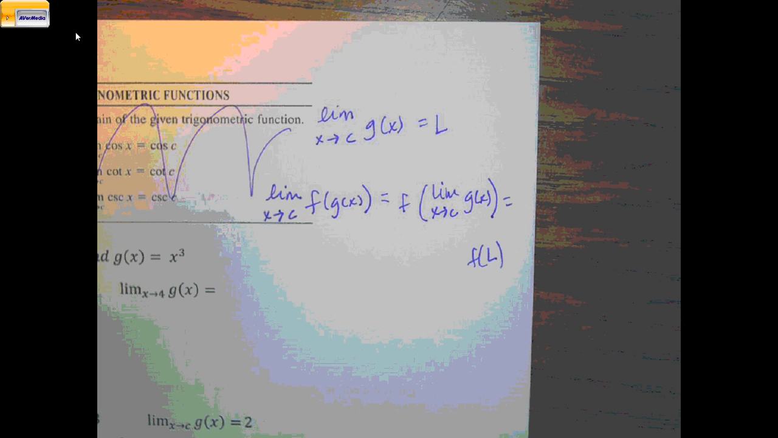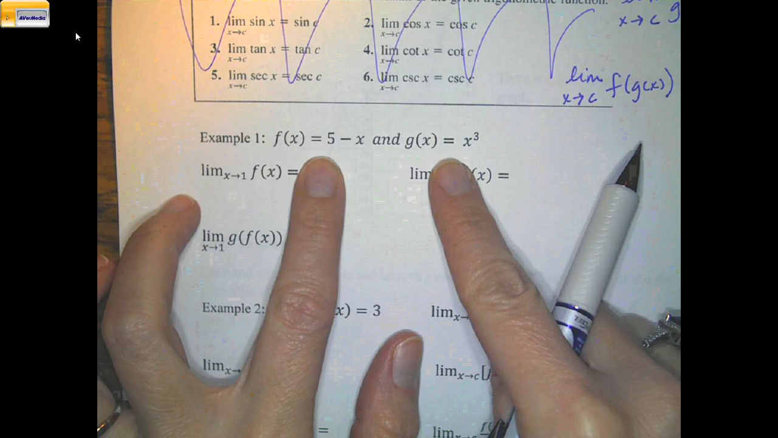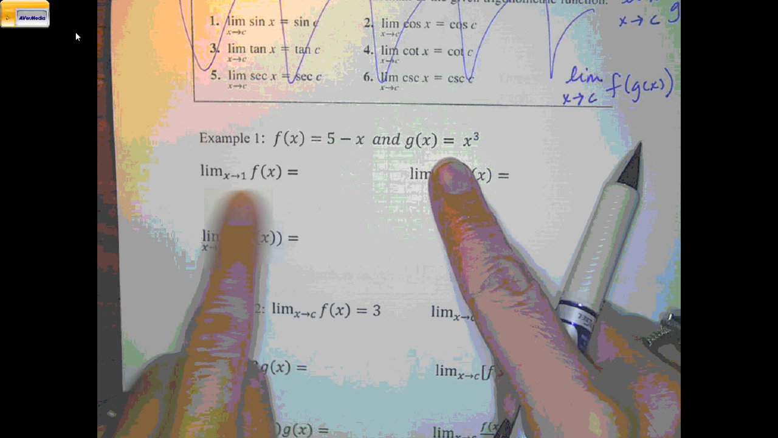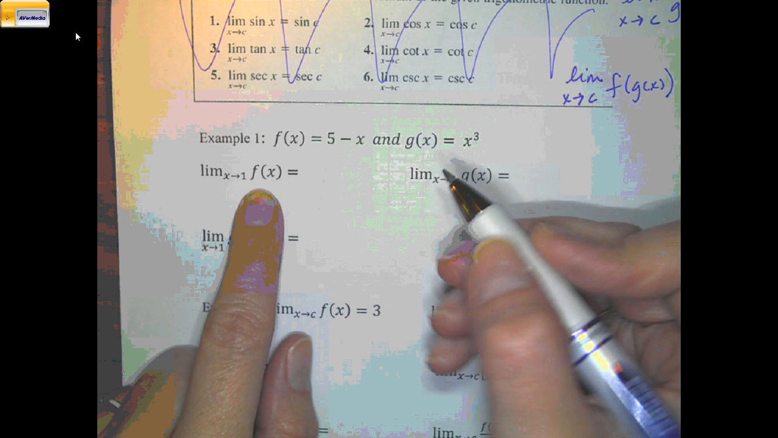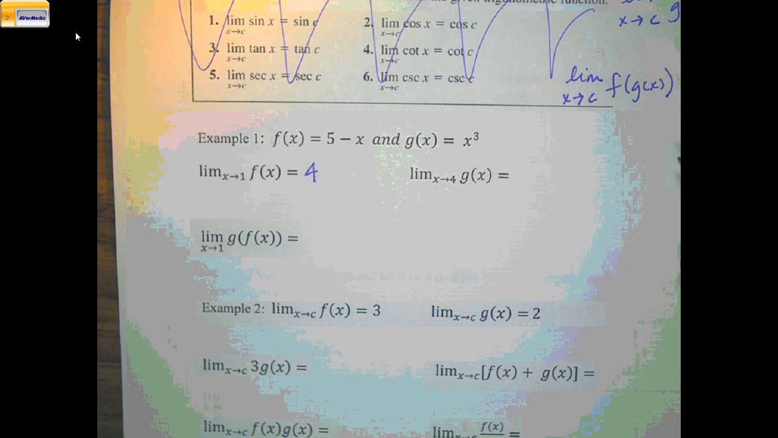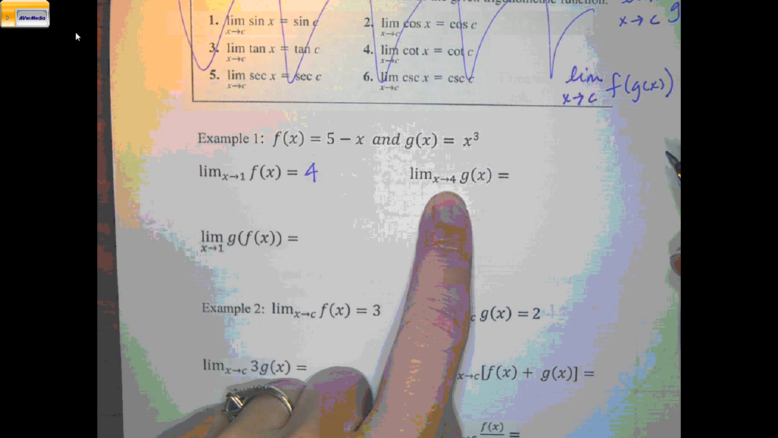Everybody got that copied? So here's your example. They give you two functions, f of x and g of x. First of all, they want you to find the limit as x approaches 1 of f of x. How do you find it? What have we been doing? Plug it in. 5 minus 1 is 4, so the limit's 4. Now they want to find the limit of g of x as x approaches 4. So take 4 and plug it in where?